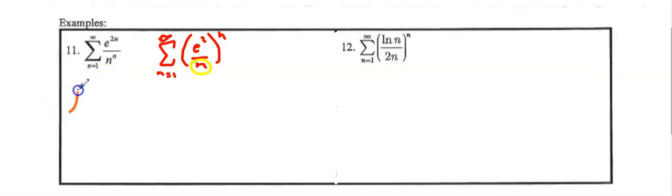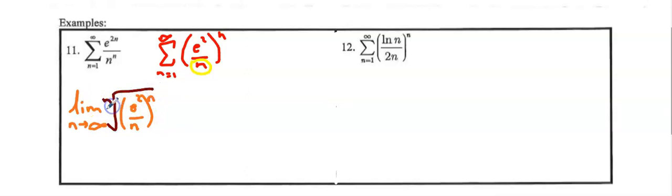The first thing is we're going to write a limit as n approaches positive infinity of e squared over n, all raised to the nth power. What the root test allows us to do is take the nth root of this entire function. This is pretty awesome, because when that happens, we just get the limit as n approaches infinity of e squared over n.